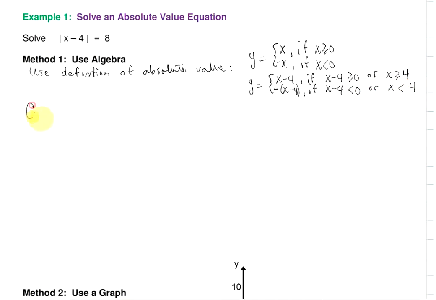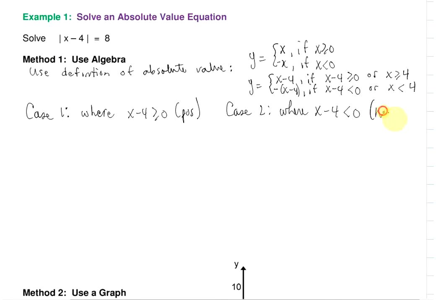So case 1 is where we want to take the expression inside the absolute value symbol and make it positive or 0. So we want to take x minus 4, make it greater than or equal to 0, meaning we want the positive. And then case 2, where we want to take the expression inside the absolute value symbol and look at the negative version of that. So we want where x minus 4 is less than 0, in other words, negative.